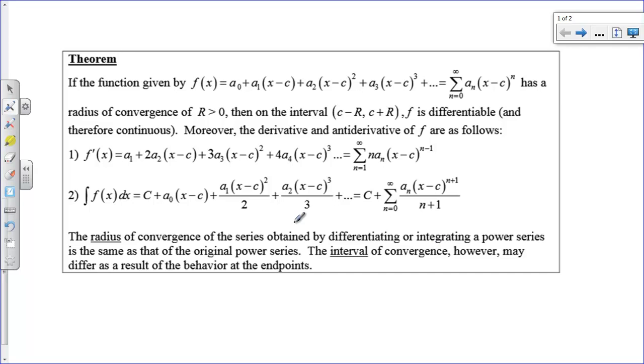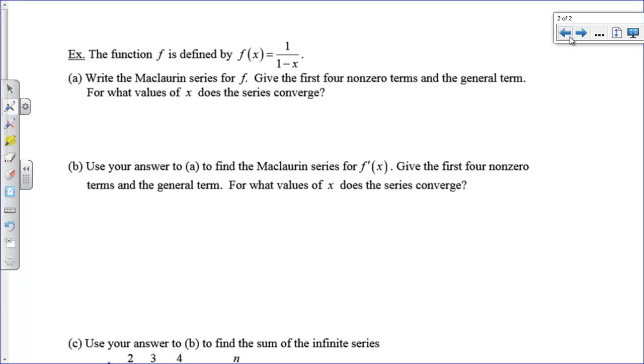So let's take a look at how we're going to work these problems. I've got a function defined by 1 over 1 minus x, and I know that that is a geometric series. My r is equal to x. We did this one in class already. So the first 4 terms are 1, plus x, plus x squared, plus x cubed. We've written this. There's the first four terms, and then all the way out to the general term, which is x to the n. So there's answering the first part of it.